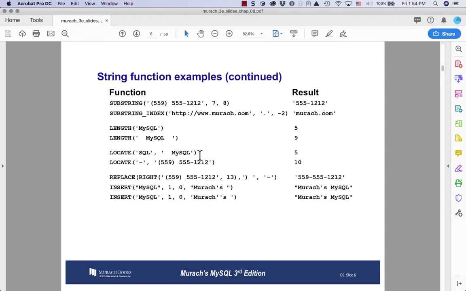If you've always been doing it what I call the hard way, starting with 0, like you would in Python or Java or JavaScript, well, it's going to take some adjusting. On the other hand, I think it's much more intuitive. So that's how we got the 5. The next one, we're locating the hyphen in this phone number, and it says it's in position 10. And let's just confirm that. 1, 2, 3, 4, 5, 6, 7, 8, 9. Yes, it's in position 10. Very good.